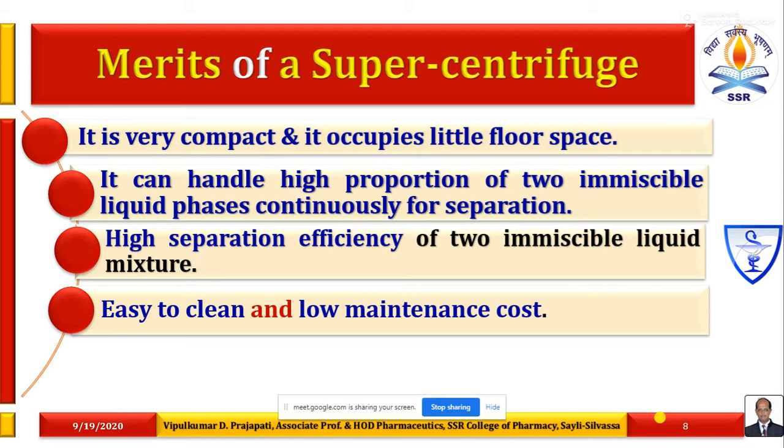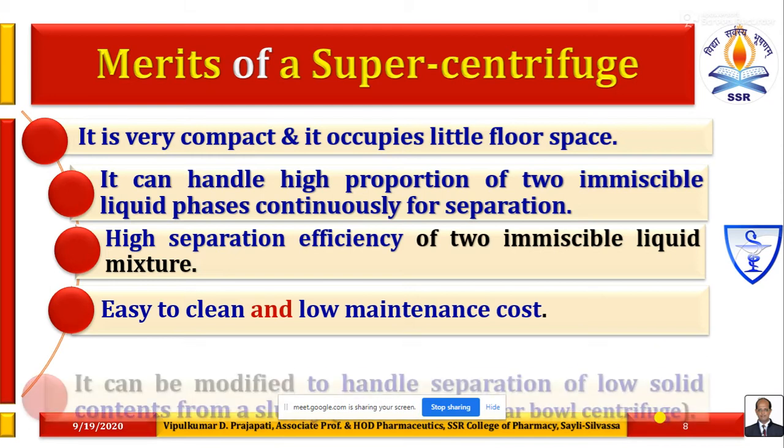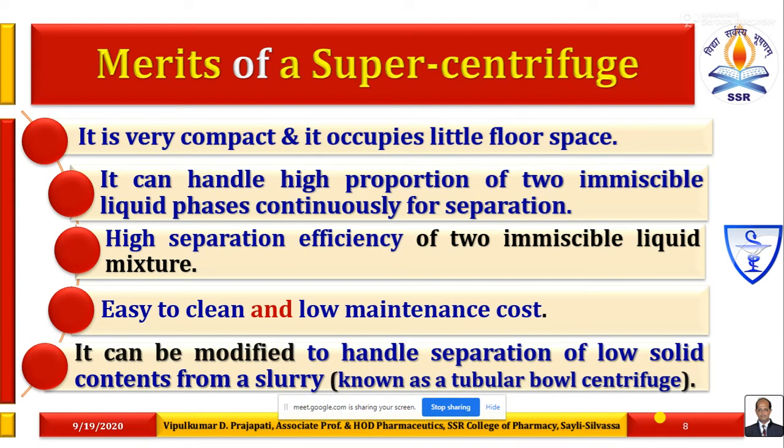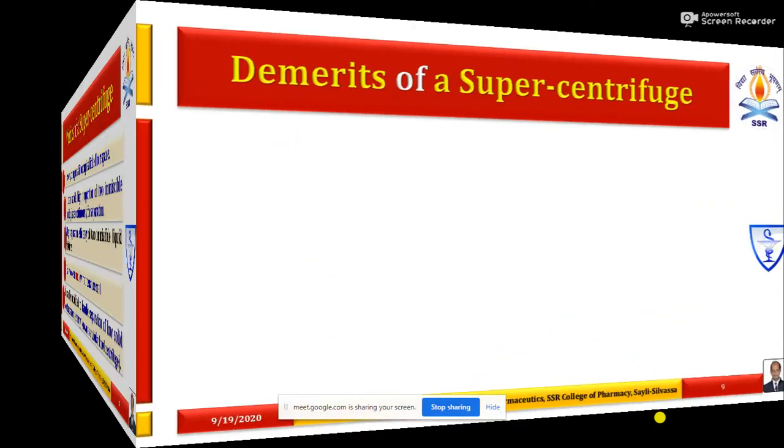Easy to clean and low maintenance cost, because it is continuously cleaned as the solid particles are not deposited, so the maintenance cost is low. It can be modified to handle separation of low solid contents from a slurry. The modification of the super centrifuge is commonly known as a tubular bowl centrifuge.